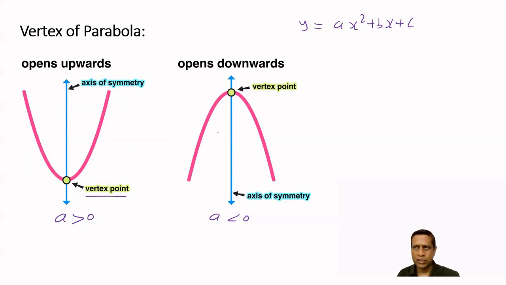Whenever a is positive, that is, the coefficient of x square is greater than 0, then we have an upward-opening parabola. Whenever a is negative, that is, the coefficient of x square is negative, we have a parabola which is open downward. Correct. Remember this. This is a very important thing. Right.